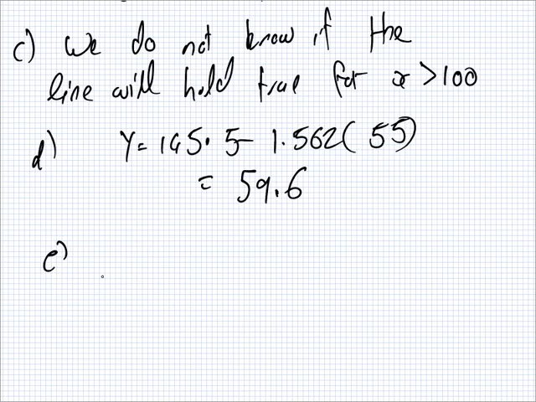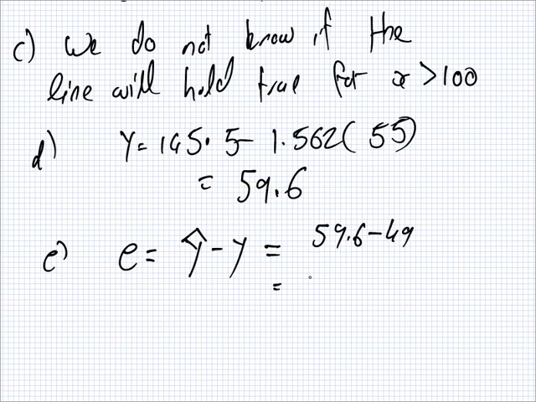So the difference is called the residual. I can't remember. Do I say true minus predicted, or predicted minus true? Which way around do I put it? I don't think it matters too much. Predicted minus true. 59.6 minus 49. Yeah? That's 10.6.